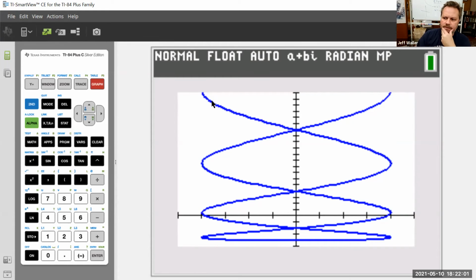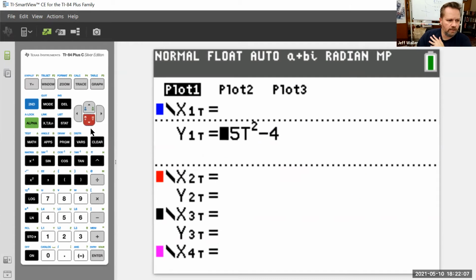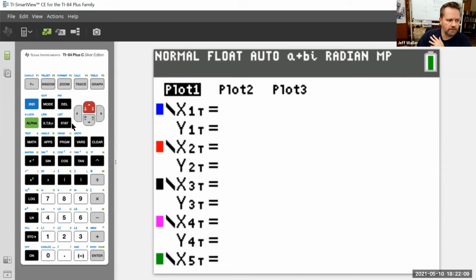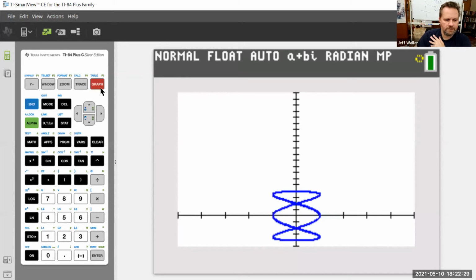Okay, I like it. It's kind of neat. So, I mean, you could do all kinds of weird stuff. Again, if you wanted to, you could just play around with this a bit. You could put in there sine of 3t, and then you could put, I don't know, what do you want to put in there? 4 cosine of t. Let's see what that looks like. Oh, look at that little dude.